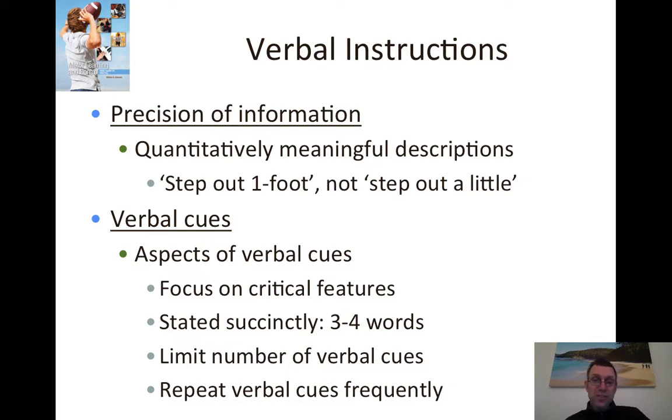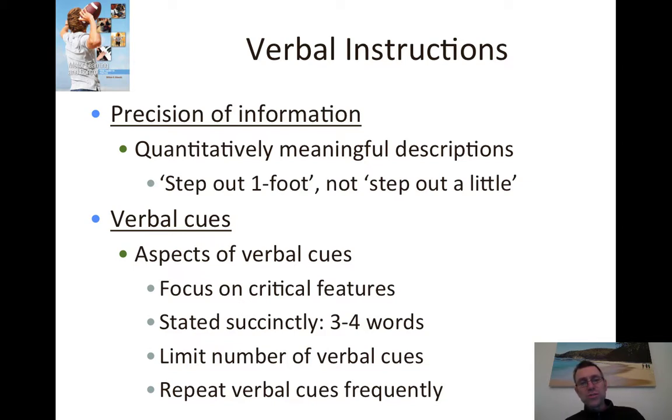Generally, quantitatively meaningful descriptions are better. So not being too vague. Yep, you missed the target, or yeah, a little harder, a little easier, doesn't make much sense. Whereas you're off by about a foot. So just go to the left a foot or whatever cues are necessary. But be quantitative, but not too precise. Oh, you're off by a millimeter, right? And it's like, oh, come on. So be mindful of that.